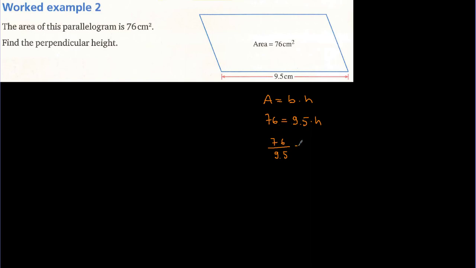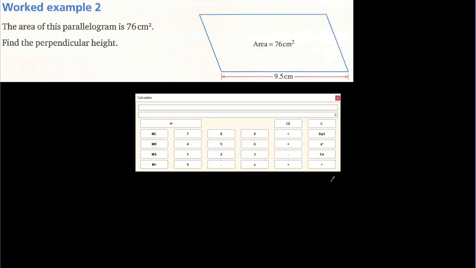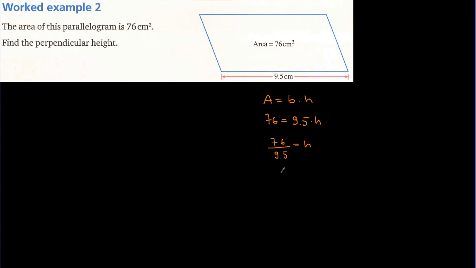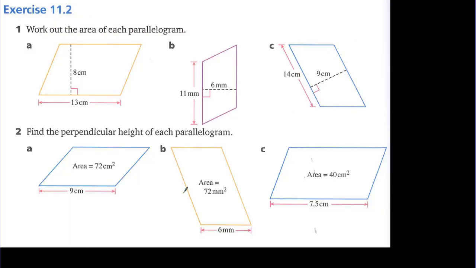It's going to be equal to height, and 76 divided by 9.5, let's do it using the calculator here. 76 divided by 9.5, and the answer is 8. So with respect to that, 8 is equal to the perpendicular height of the parallelogram. Okay, some exercises that we are going to solve in the class.